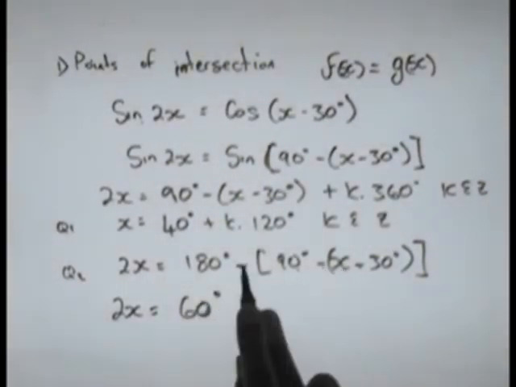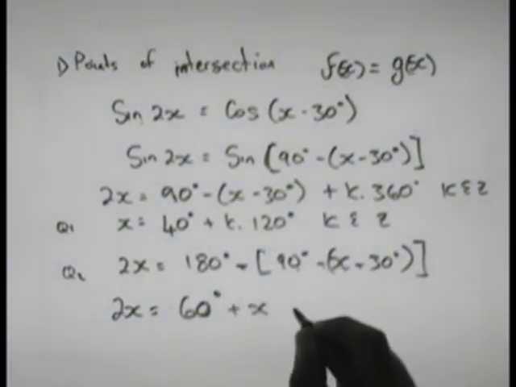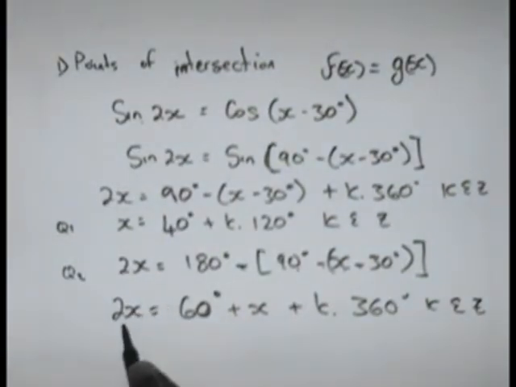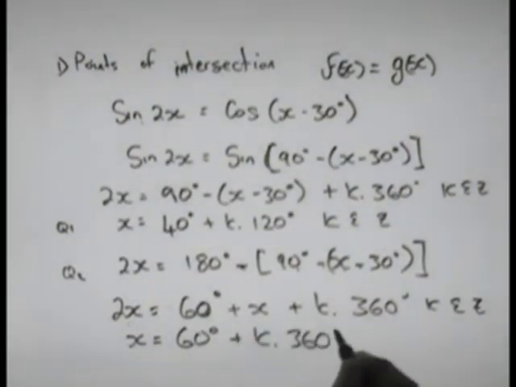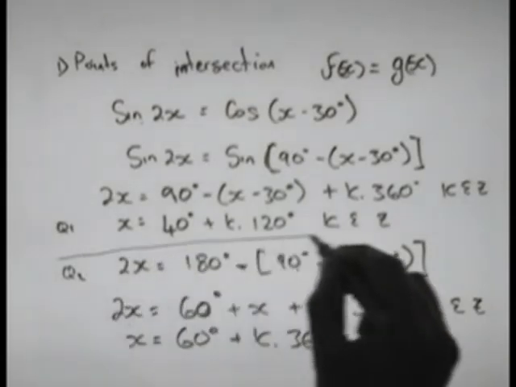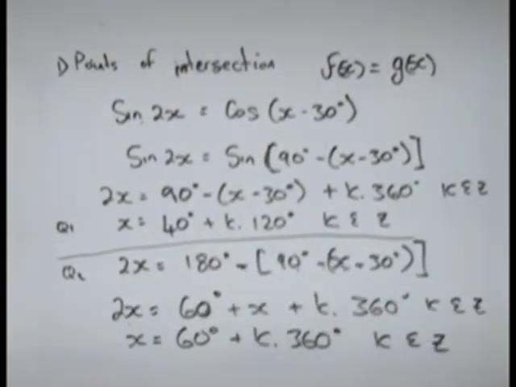Minus x times a minus is going to give me positive x plus k times 360, again where k is an element of integers. Take the x across, that will be 2x minus x, which is just x, is equal to 60 degrees plus k times 360 degrees, where k is an element of integers. Here are our two possible solutions. Now, remember I said we need to find our points of intersection. Keep these two solutions written down.